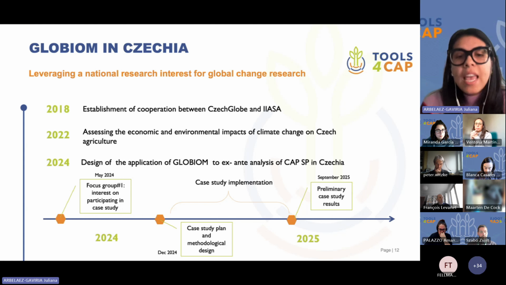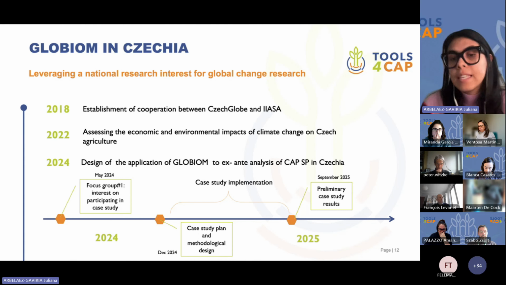the CAP strategic plan. And we are finalizing right now the case study plan, and we are expecting to implement the holistic assessment of the national CAP strategic plan in the next 7 months during 2025, and in that with a focus group in the second semester of 2025. And I'm just saying this in case anything that you see here is relevant for you and you would like to participate more in all the activities that we are foreseeing within the case study in the Tools4CAP project.